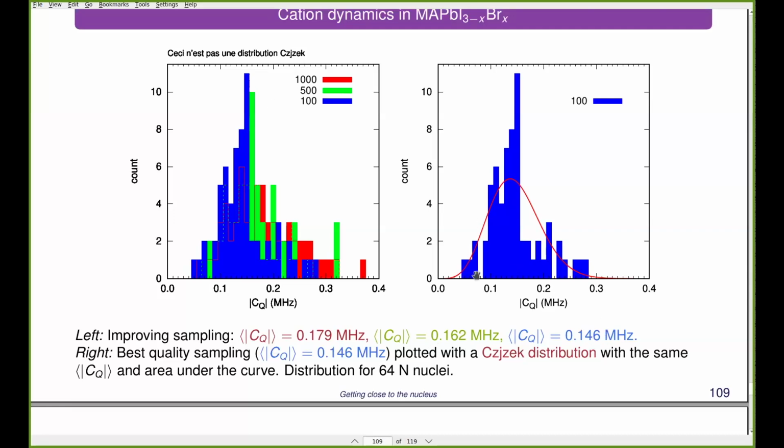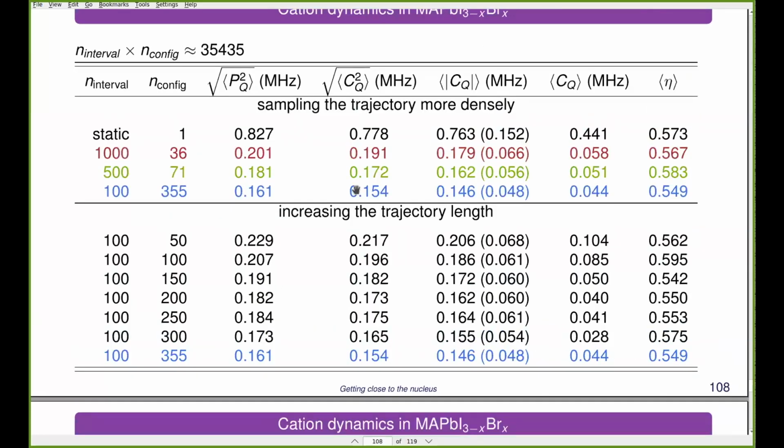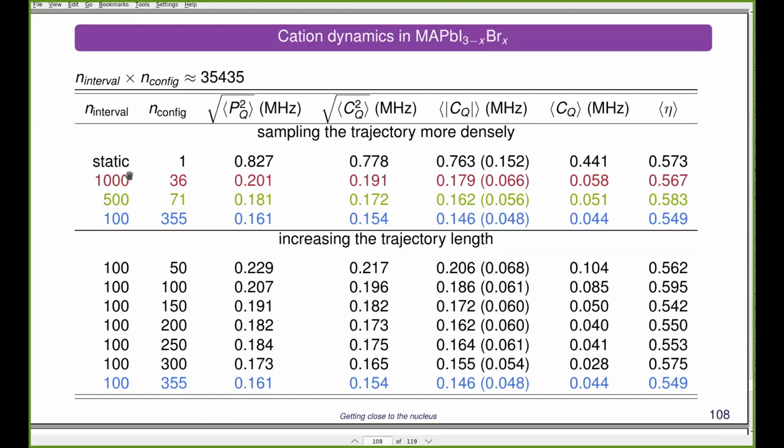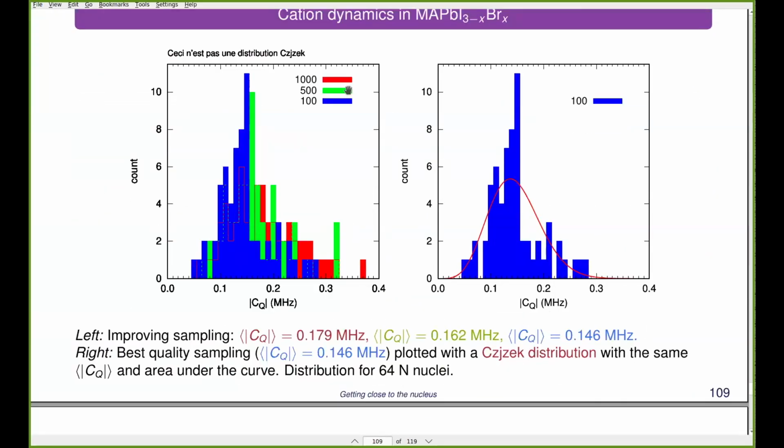And these are just several ways in which we did the sampling of the trajectory. We have this number of configurations on the whole very long trajectory. So you talk at least 100 picoseconds. I don't quite remember how long it is at the moment. And then you can sample that with 1,000, 500, or 100 interval steps. And that means you either do a static calculation, or you average over 37, 71, or 355, and then you refine in that way. And then you see over here the same legend. You see that you get to something pretty decent in the end.